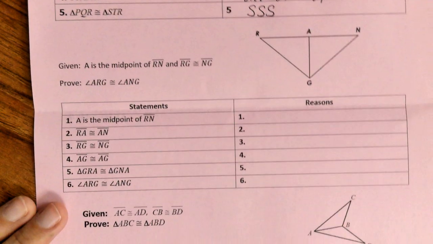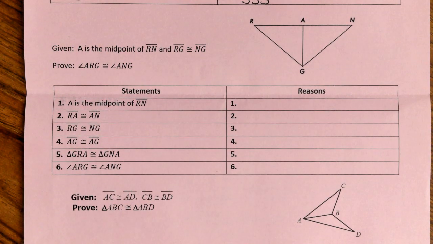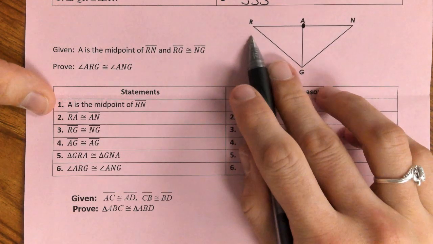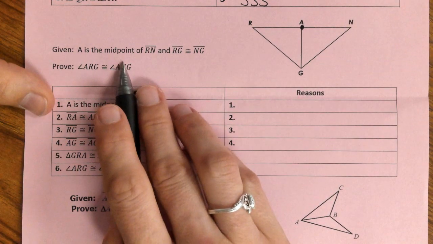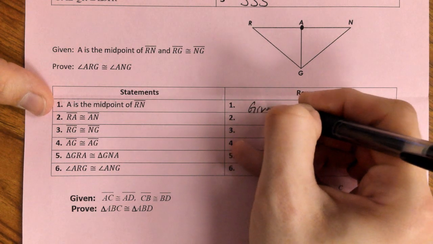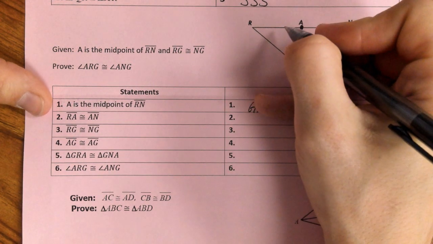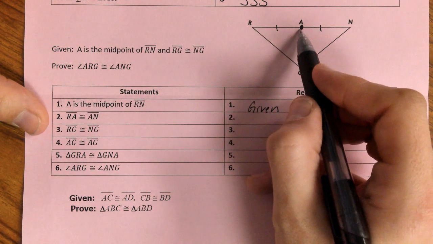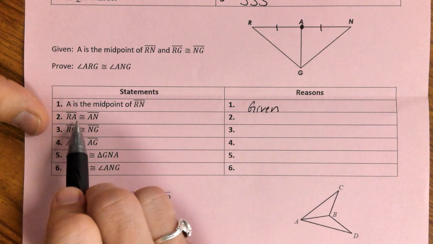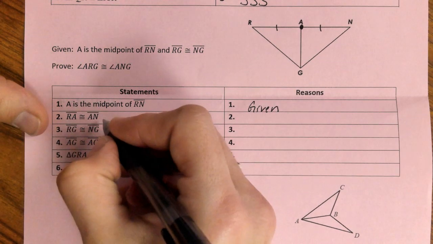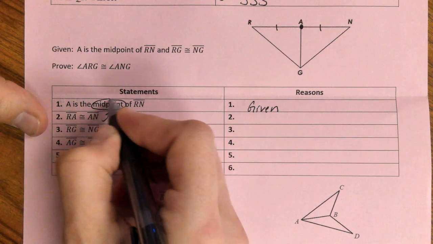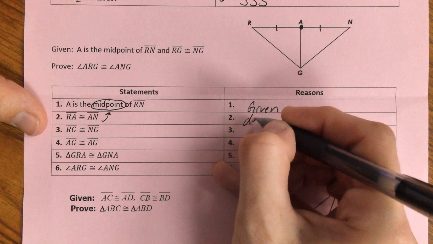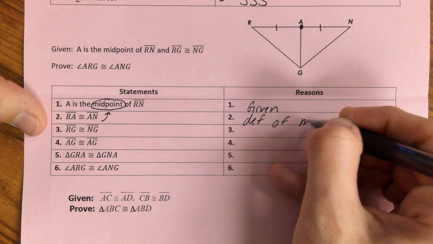The next one here, we're looking at the first given they have. A right here is going to be the midpoint of segment RN. All right, and this is a given. Easy enough. Also knowing that, I know that it's going to split it into 2 congruent segments. So RA will be congruent to AN, and oh look, that's right here. Again, we look up here and we see the word midpoint. The midpoint told us that these were going to be congruent. So this is a definition of midpoint.